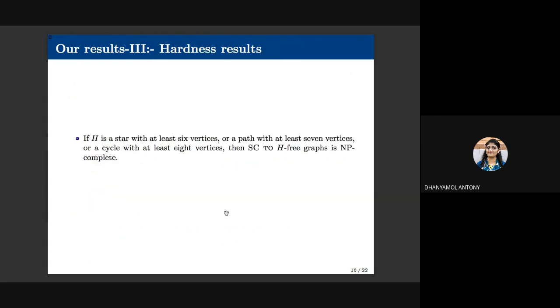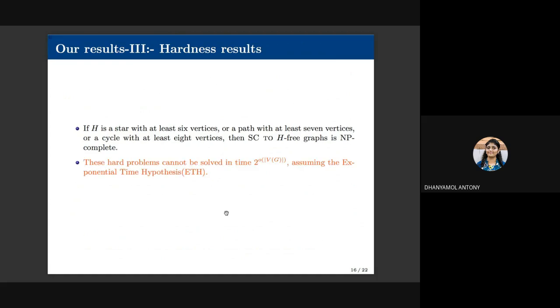Now consider our hardness result. We proved that SC2 on H-free graphs is NP-complete for H being a star with at least 6 vertices, or a path with at least 7 vertices, or a cycle with at least 8 vertices. All these problems are trivially in NP, so we move to our hardness result. Now, we proved that these hard problems do not admit any sub-exponential time algorithm, assuming the exponential time hypothesis.